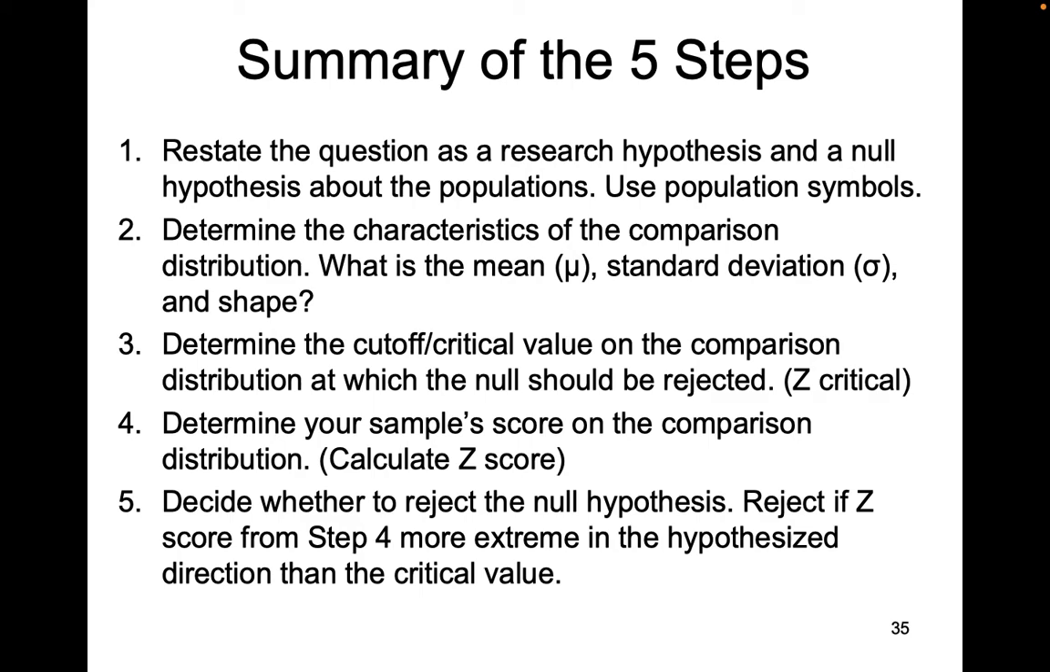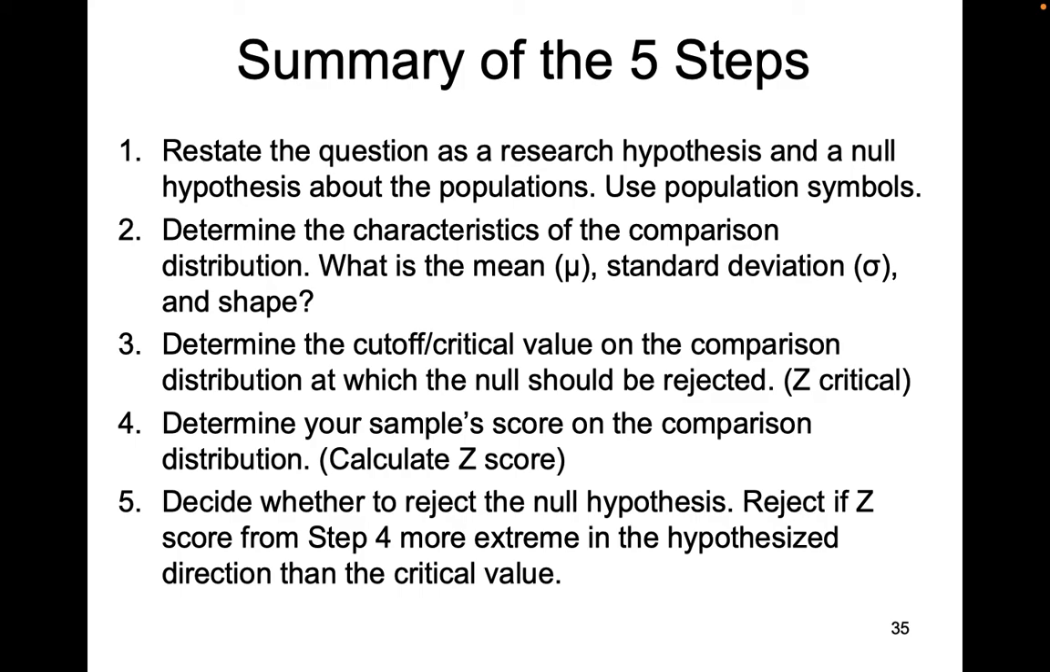So here's a summary of the 5 steps. We restate the research question as a research hypothesis and a null hypothesis about populations. We do this using symbols. We then determine the characteristics of the comparison distribution, and specifically we need to determine what is the mean, the standard deviation, and the shape of that comparison distribution. That's typically determined by information that we already have.